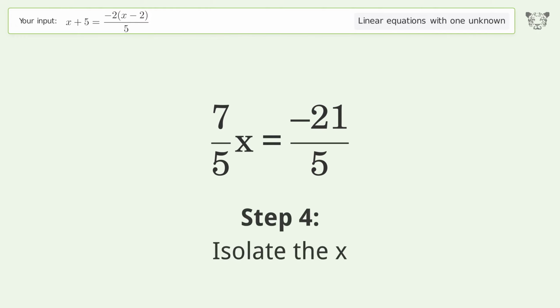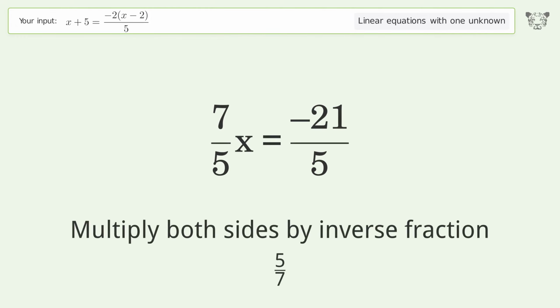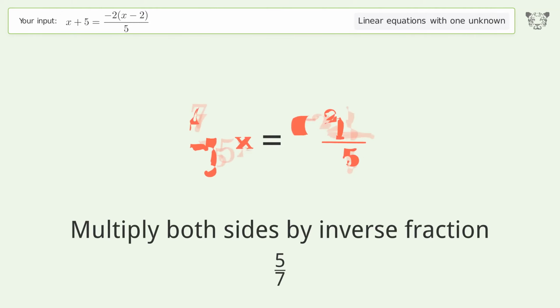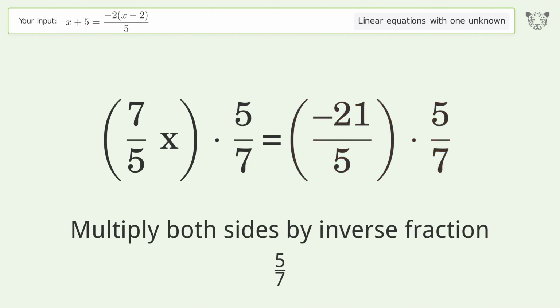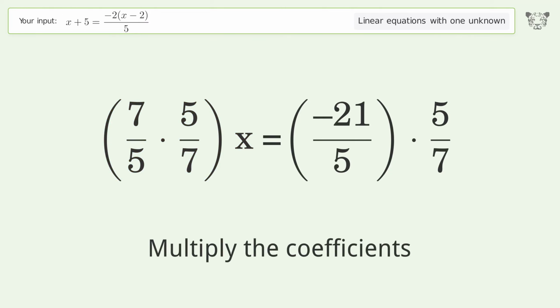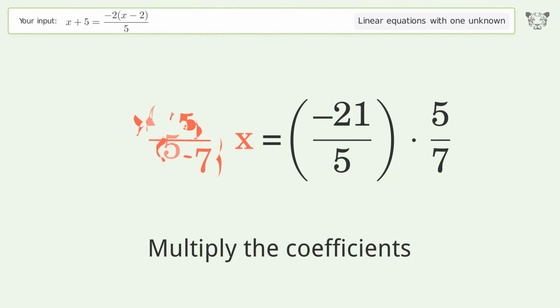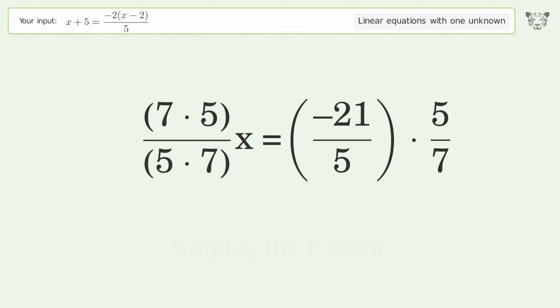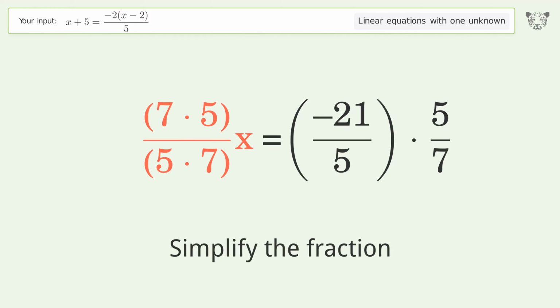Isolate the x. Multiply both sides by inverse fraction 5/7. Group like terms. Multiply the coefficients. Simplify the fraction.